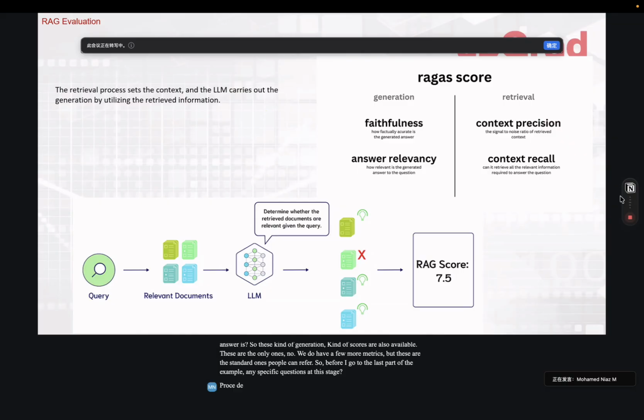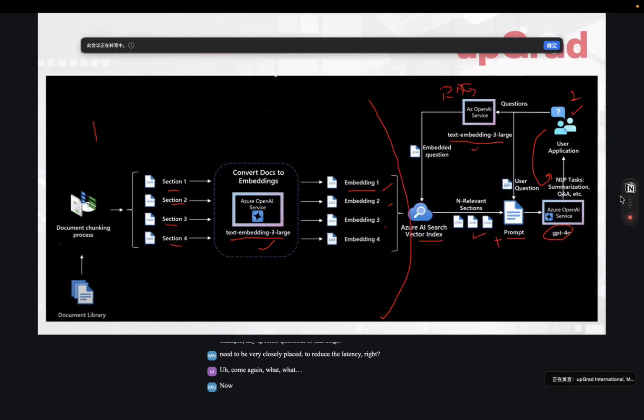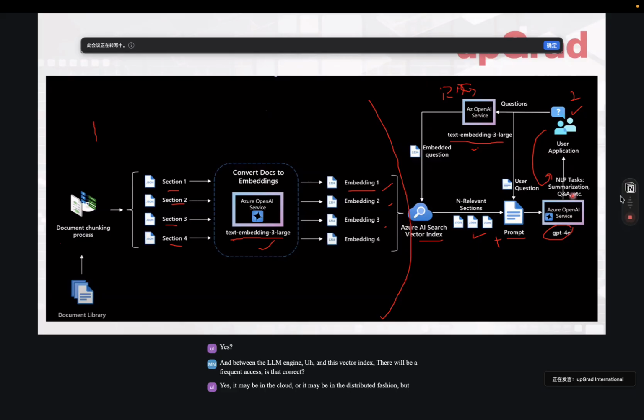Professor, the LLM and the vector storage need to be very closely placed to reduce the latency, right? Come again. Here, the Azure AI Search vector index, wherever it is being stored, between the LLM engine and this vector index there will be frequent access. Is that correct? Yes, it may be in the cloud or distributed, but they are frequently connected. The performance will be impacted by how quickly they both can access, right?